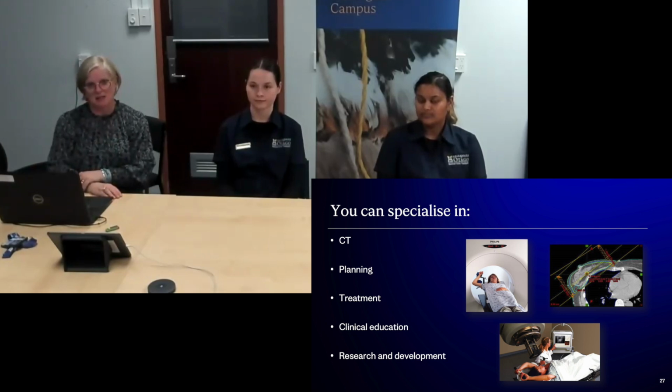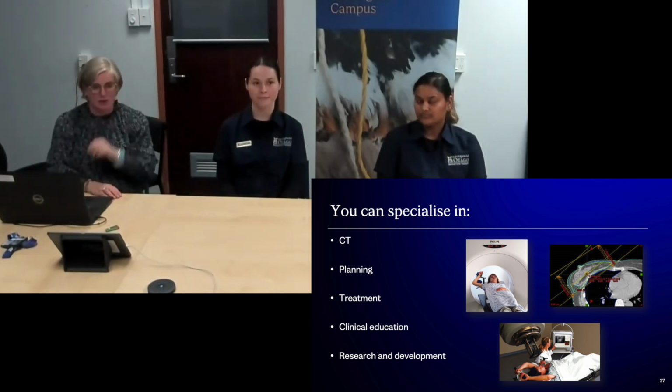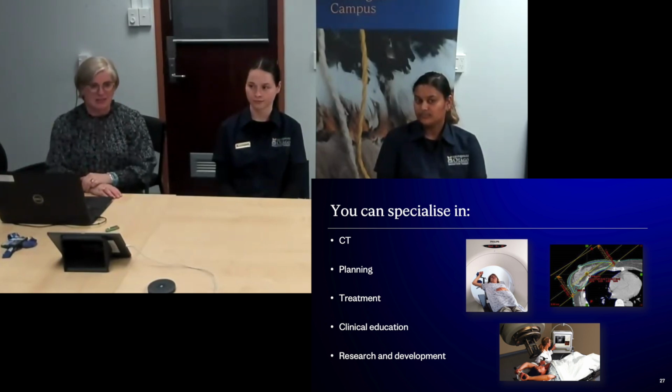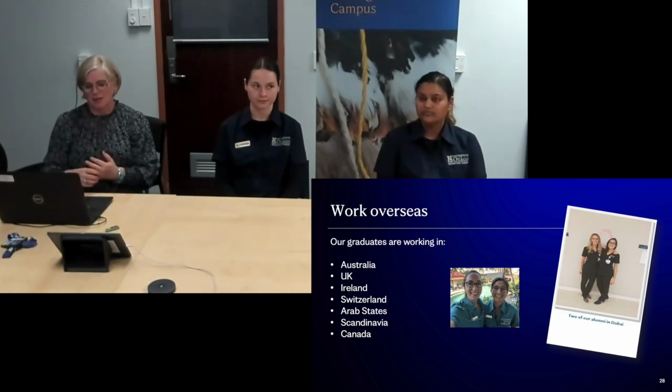You can specialise in a number of areas. So there's 3 areas we talked about. You can specialise in all of those. You can specialise into research and development, clinical education. Other areas now are going into industry, so the manufacturers, the companies that make the equipment. And then some of our staff have gone into other areas like the Ministry of Health, Health New Zealand, ACC, the Cancer Control Agency, into other areas as well. So there are a number of ways that you can progress in radiation therapy.